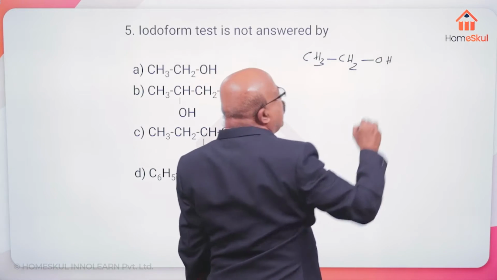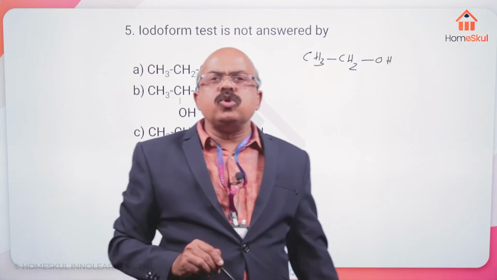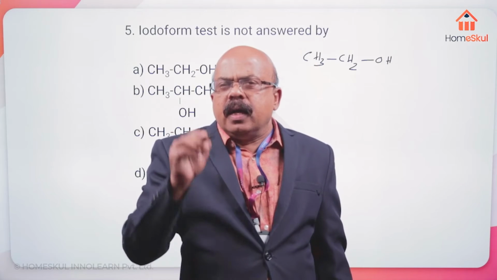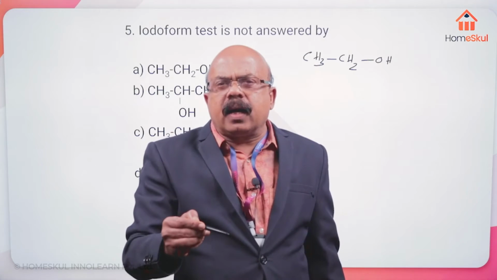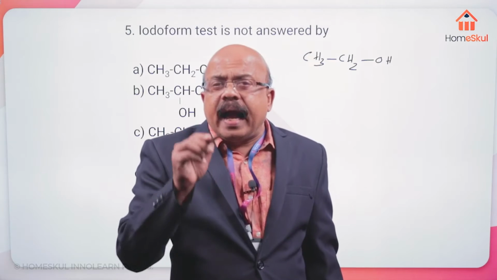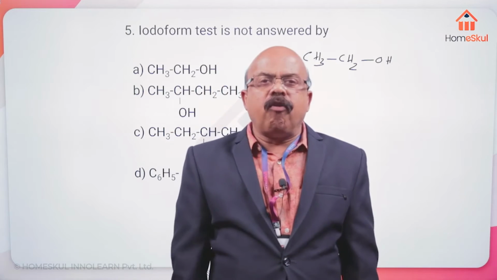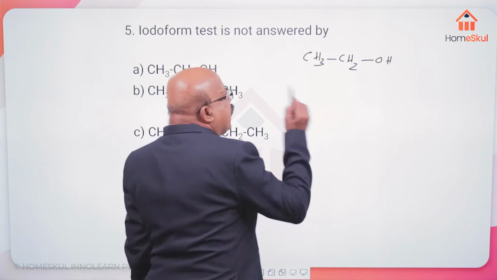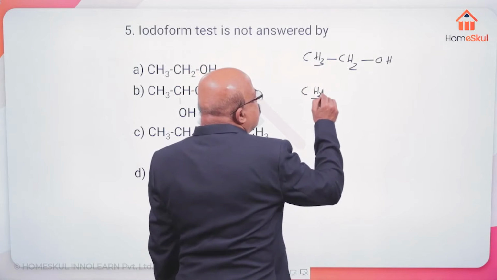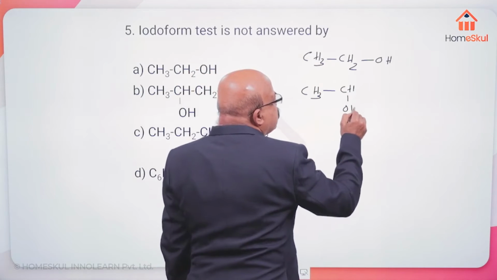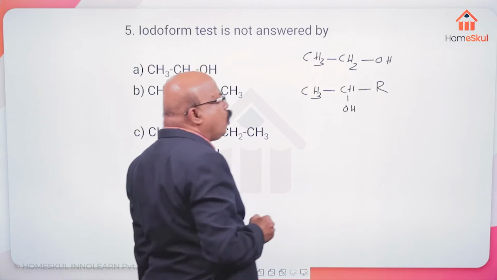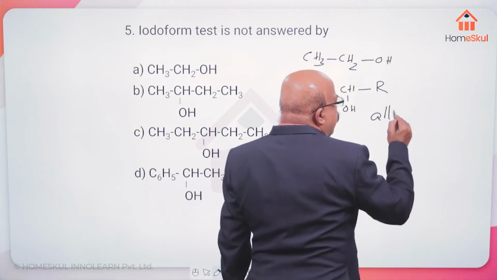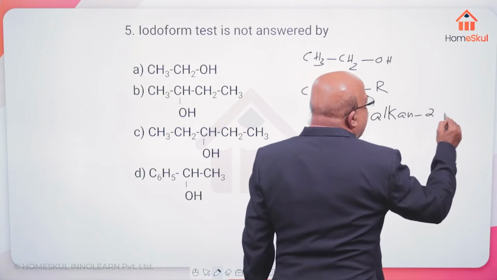There are so many primary alcohols. Primary alcohols are compounds having the CH2OH group. Among the different primary alcohols, only ethanol can give this reaction. The iodoform reaction will be given by ethanol among primary alcohols. And among secondary alcohols, this is CH3CHOHR. It is a secondary alcohol, or it is alkan-2-ol. There are so many types of secondary alcohols. Among the secondary alcohols, only alkan-2-ols.